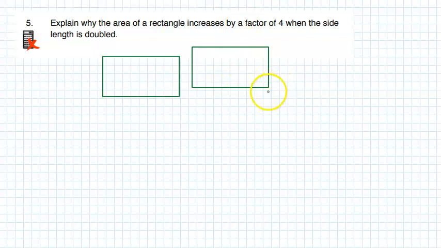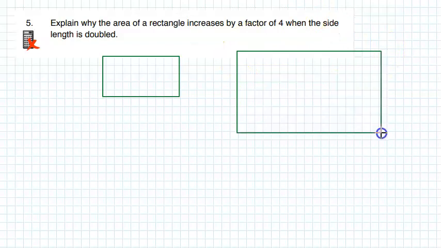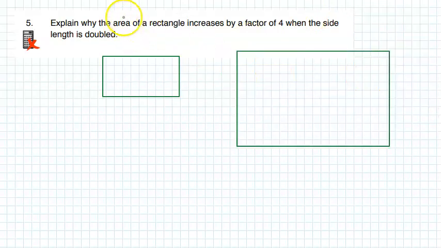So let's have this figure. This rectangle is there. Try to get another bigger one. Explain why the area of a rectangle is increased by a factor of 4 when the sides and length are doubled. Suppose this is 3 and this is 2. So it is going to be 6 and this is going to be 4. So we are doubling this, one double, another double. So it is going to be 4 times.